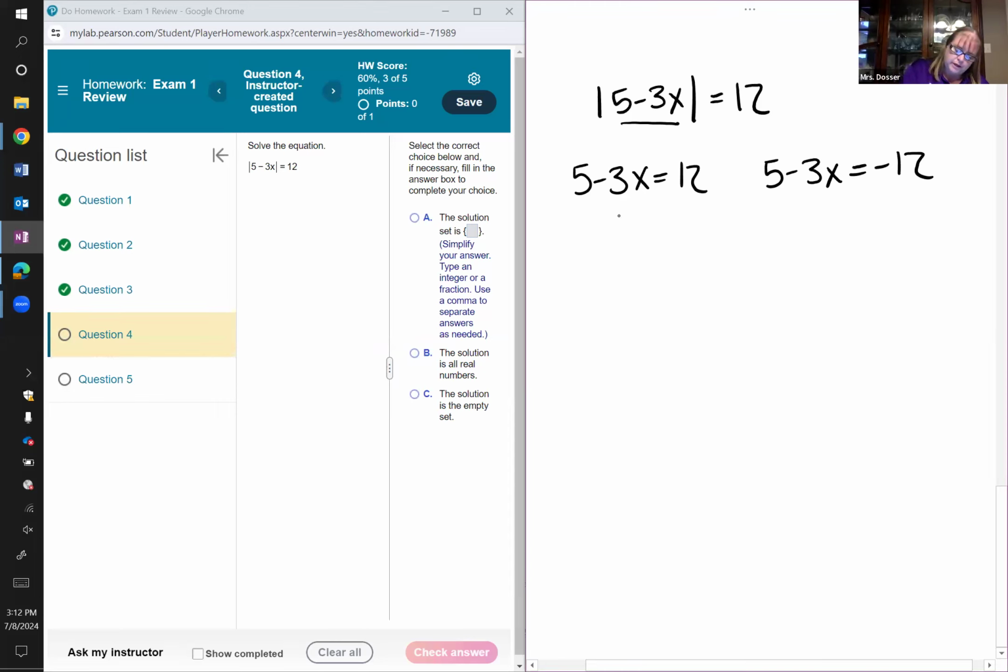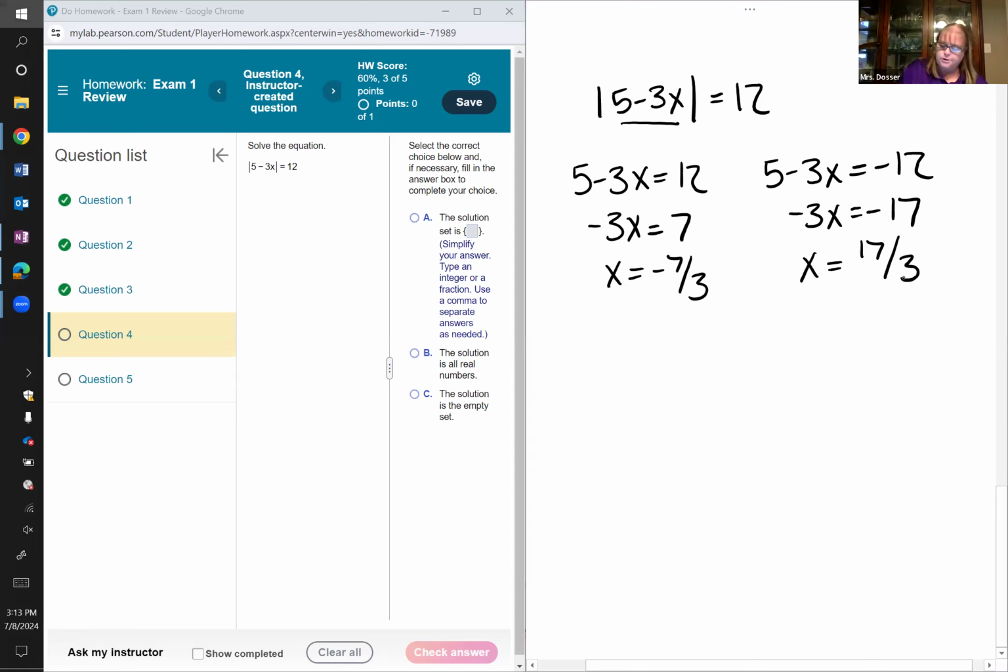On the first one, we're going to subtract 5 from both sides. So we get negative 3x is equal to 7. Divide both sides by negative 3, we get negative 7/3 for x. Same thing over here, subtract 5 from both sides, so negative 3x is equal to negative 17. Divide both sides by negative 3, negative divided by negative, we get positive 17/3. And so we end up with two answers.